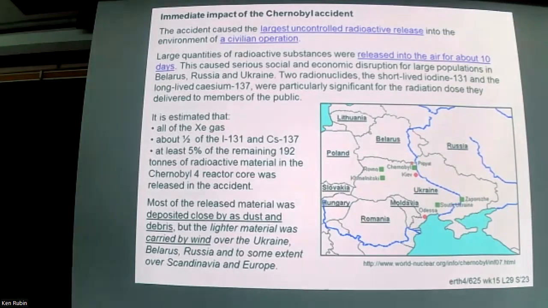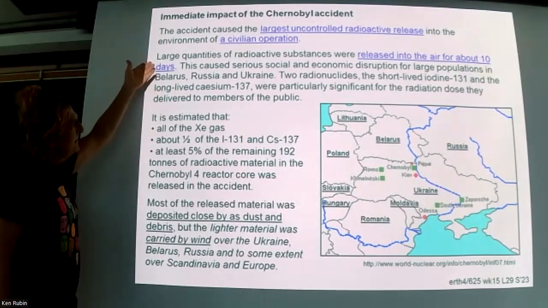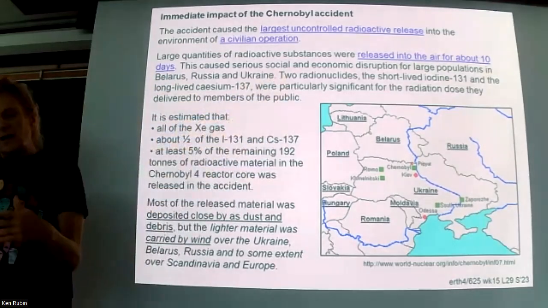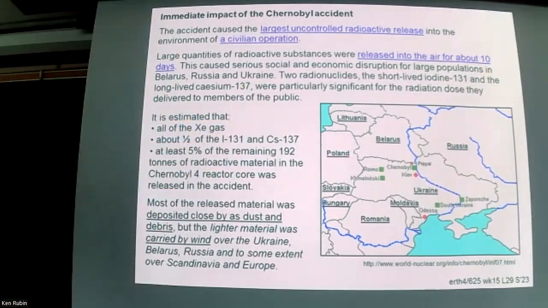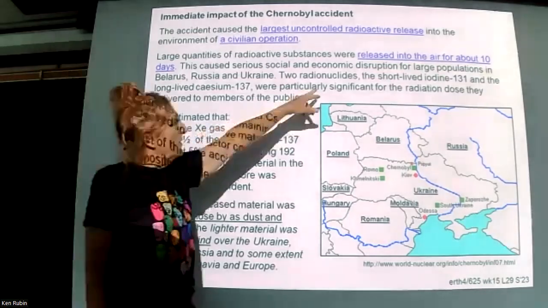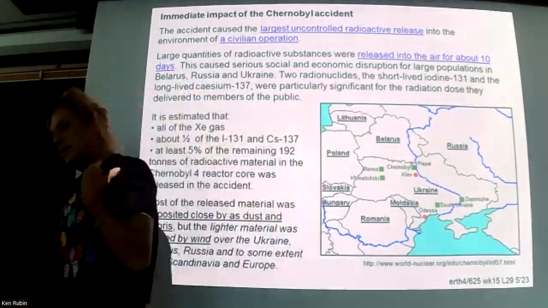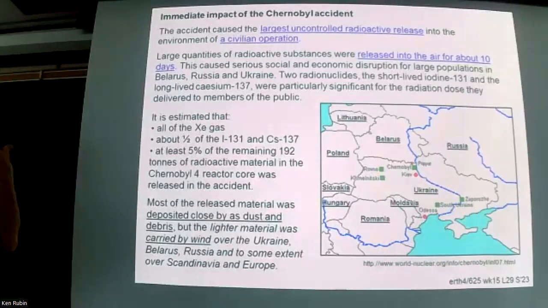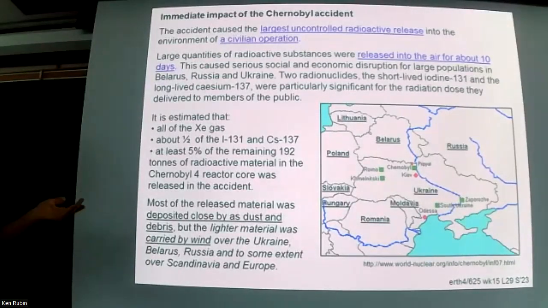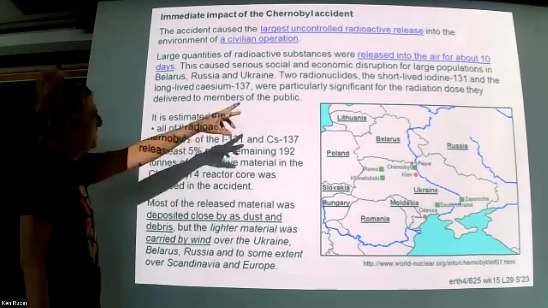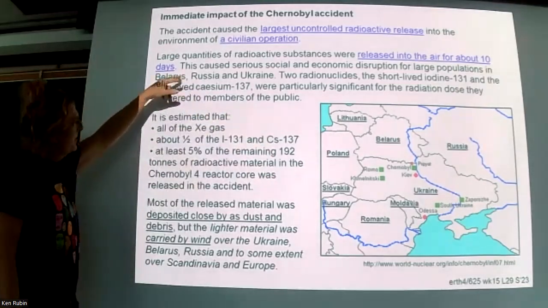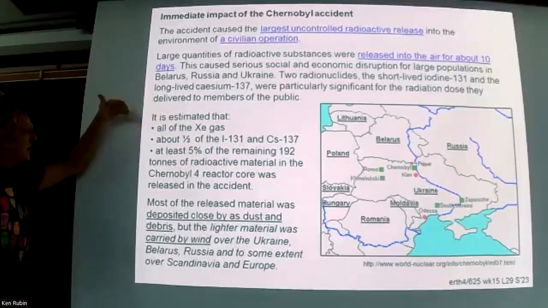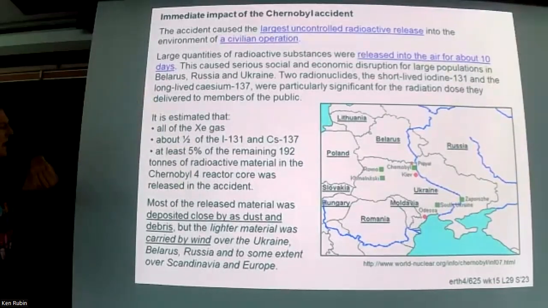And so, of the amount of radioactivity, two radionuclides are the most concerning, the iodine-131 and the cesium-137. This one's kind of short-lived. Iodine attacks your thyroid. This is why they give you iodine tablets to take, so that you flood your thyroid with non-radioactive iodine in hopes that you won't absorb too much of it. Long-lived cesium-137.